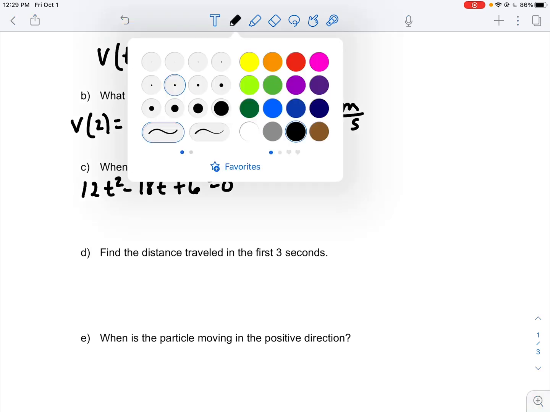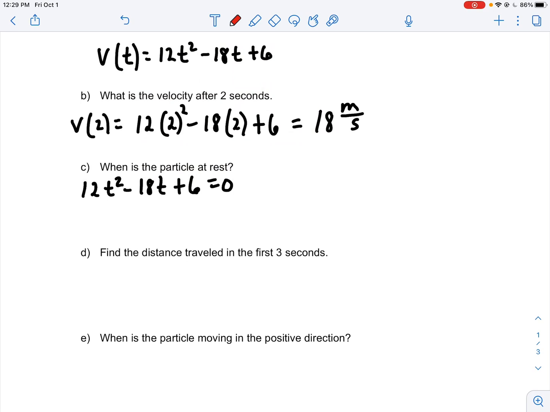Now the good news about this particular velocity function, it doesn't work that way on all of them, is that it has a GCF. 6 can be divided out of all of these, just leaving you with 2t squared minus 3t plus 1 equals 0. Based on what you have left, you have a quadratic equation. So, of course, you could factor it, you could use your quadratic formula, you could use complete the square, any of these things to solve it.